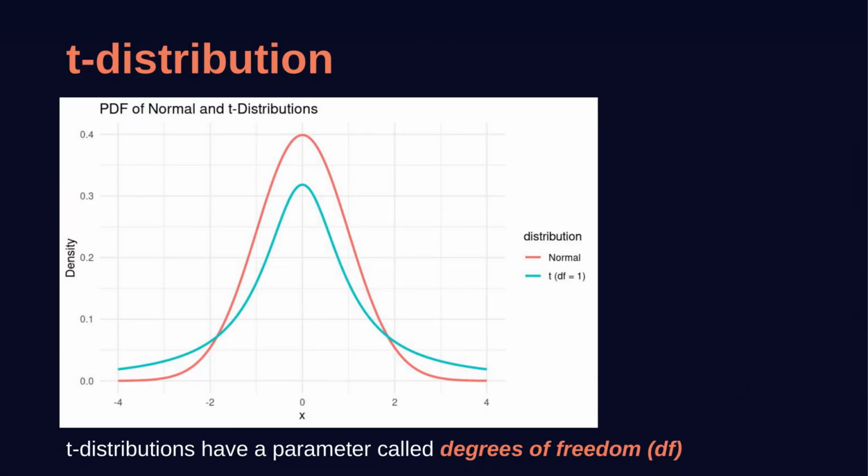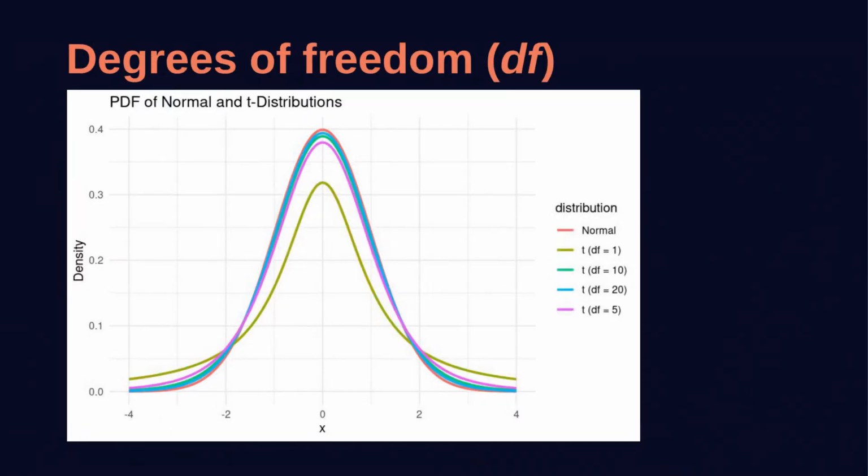Take a look at the difference. The t-distribution has thicker or fatter tails than the normal distribution. But aside from that, the overall shapes are quite similar. As we increase the degrees of freedom, the t-distribution becomes more similar to the normal distribution. In fact, when the degrees of freedom approach infinity, the t-distribution essentially becomes a normal distribution.